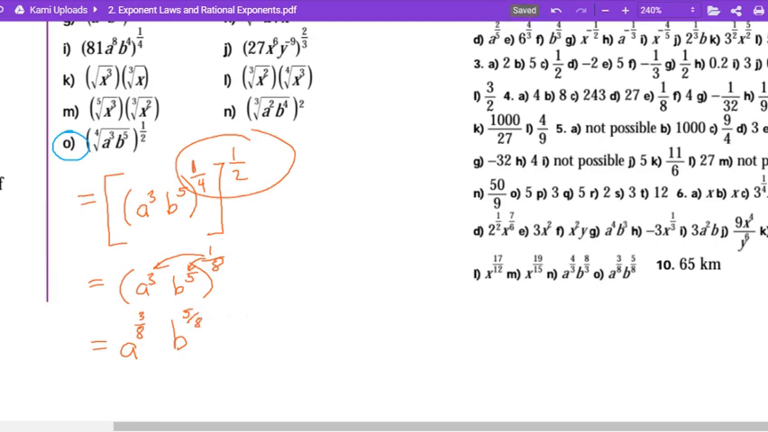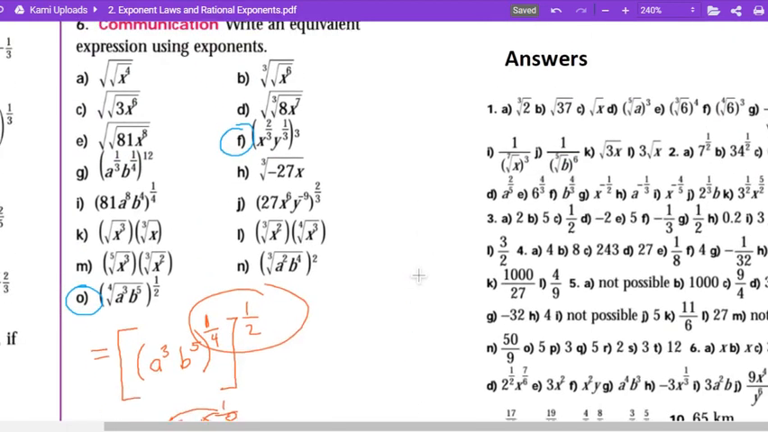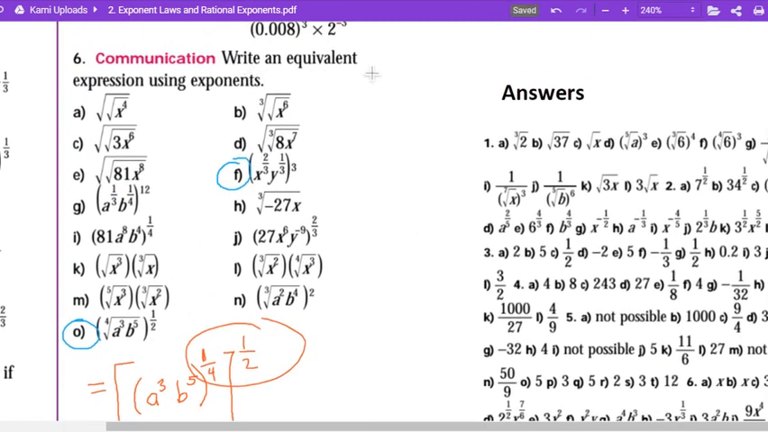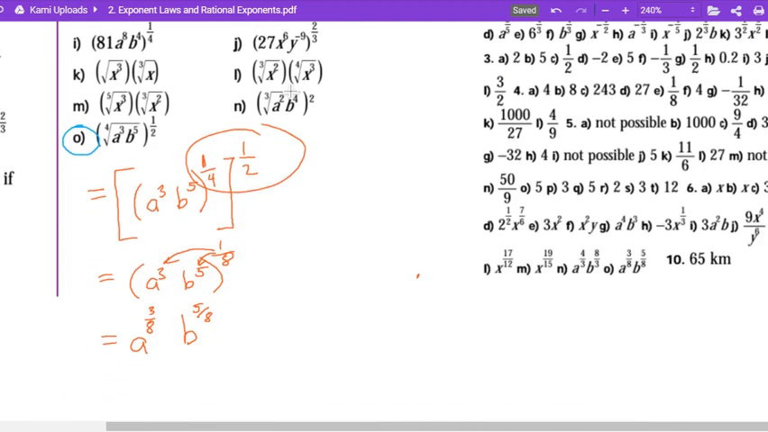Should I put it back into radical form? I read the question: write an equivalent expression using exponents. So no, you're not going to rewrite it again using the radical signs, because we're just looking to simplify by using exponents. All right, folks, give your homework a shot.